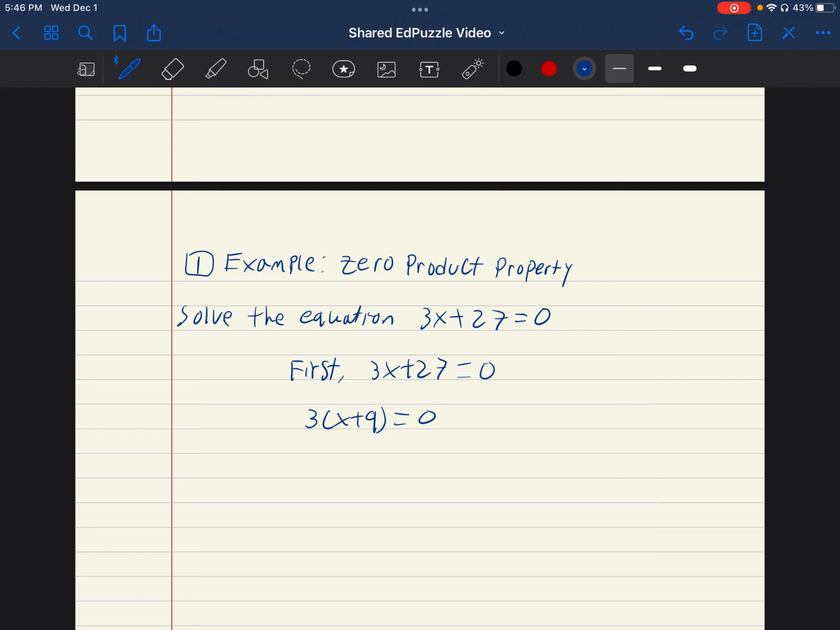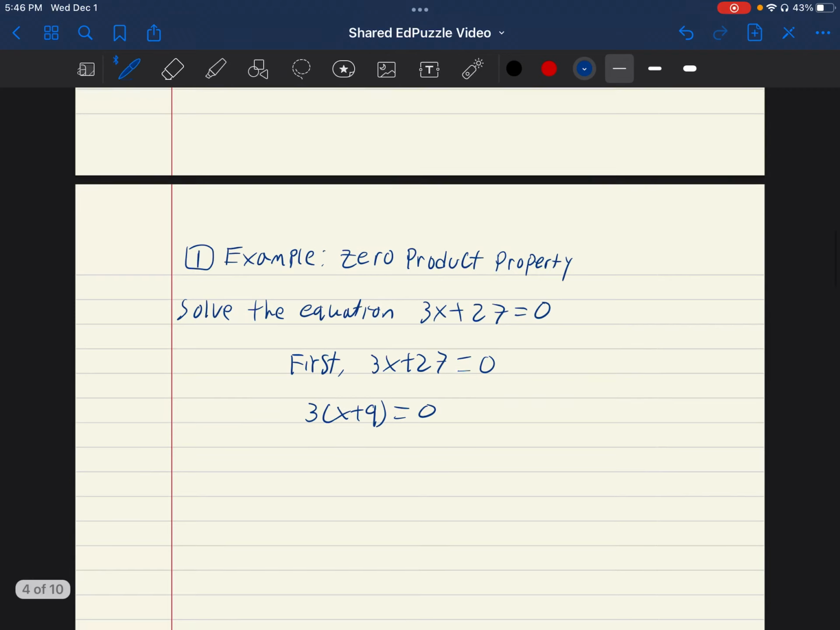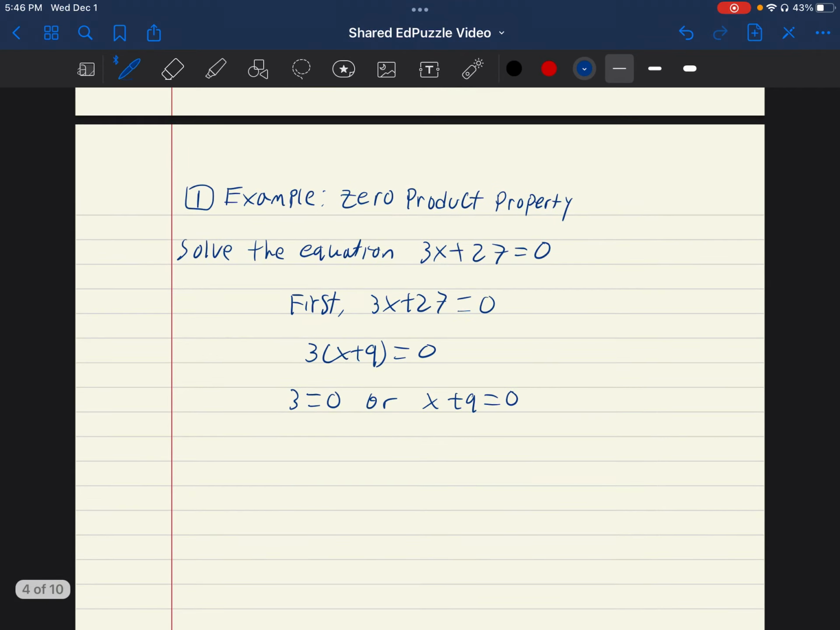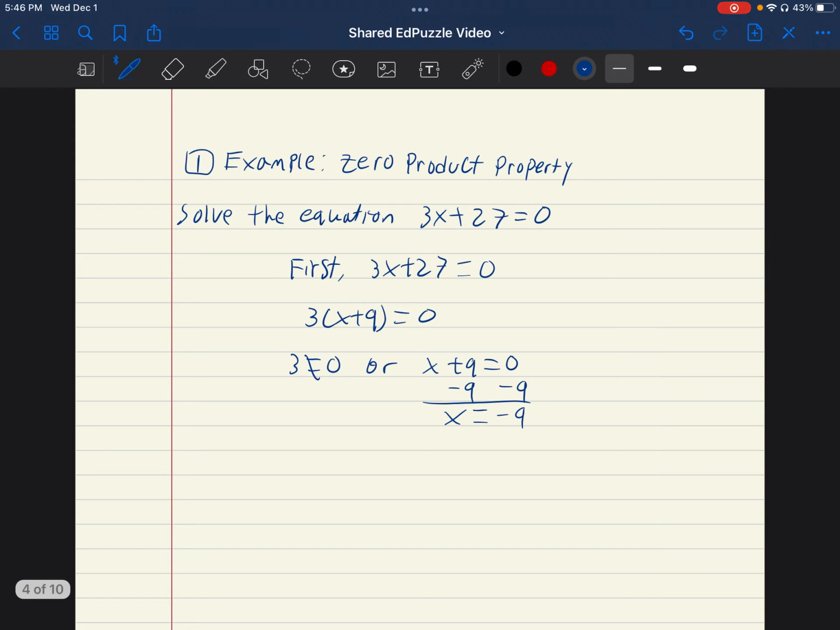Now we can include two different possible answers: 3 is equal to 0, or x plus 9 is equal to 0. 3 does not equal 0, so this is a non-solution for us. However, for x plus 9, we subtract 9 from each side, so x is equal to negative 9. Our answer for this will just be x is equal to negative 9.